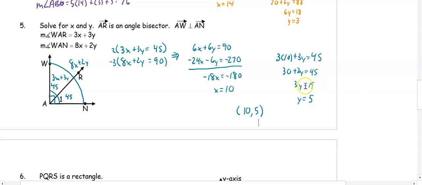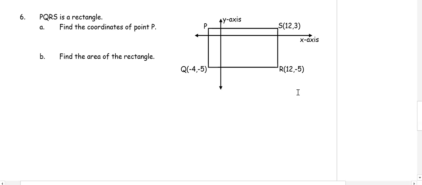In our last question, PQRS is a rectangle. Find the coordinates of P. So in a rectangle, we have right angles at each corner, which makes these sides perpendicular. So if P lines up with Q, it's going to have the same x coordinate. So that's going to be -4. And if P lines up with S, it's going to have the same y coordinate. So P is at -4, 3.